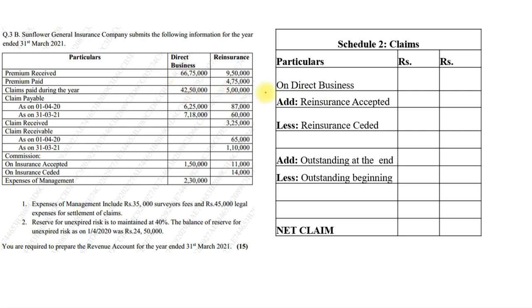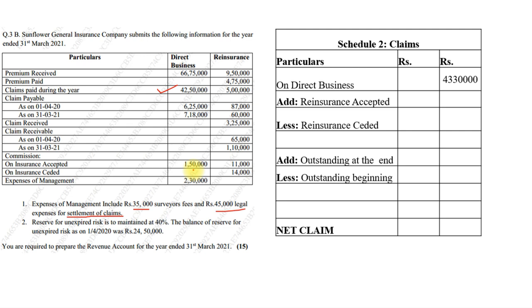Okay, now see how to calculate that. On direct business, the claim paid was 42 lakh 50,000. But then there is adjustment number one. Expense of management include 35,000 and 45,000 expense for settlement of claim. So anything which is related to settlement of claims will get added to your direct business claim paid. So the 42 lakh 50,000 plus 35,000 plus 45,000 comes to 43 lakh 30,000. So that's a claim on direct business.